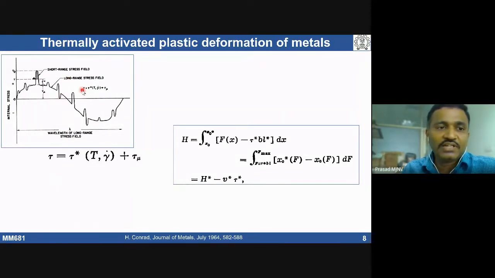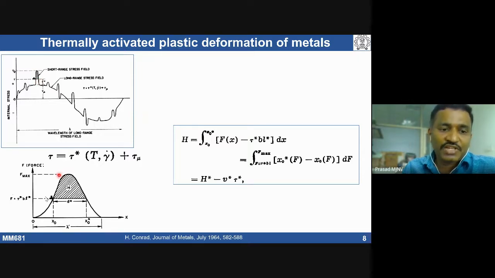Here, what I'm talking about is that a material will have thermal barriers. The total stress is basically a combination of the stress component related to athermal and thermal components. When I give some thermal energy, I can overcome some amount of the thermal barrier. If I take only the thermal barrier, because I'm giving some energy by thermal energy, then in terms of force versus distance, force versus distance.